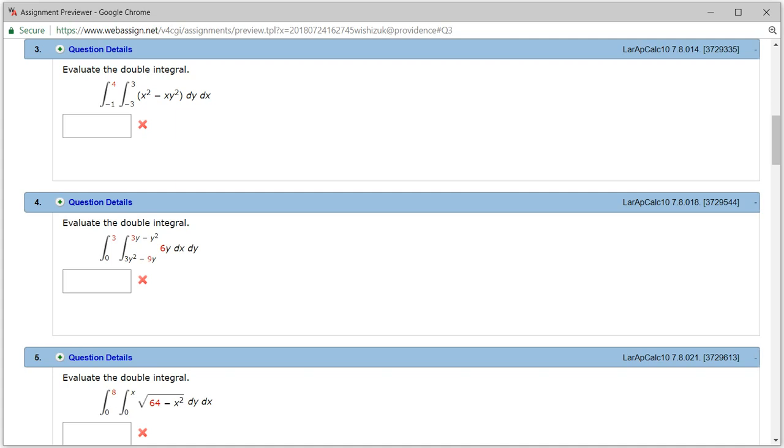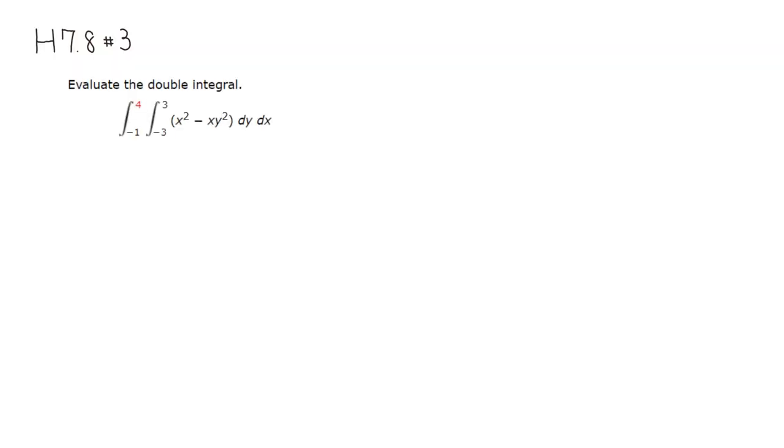All right, let's look at homework 7.8, problem number 3. Let's evaluate this double integral here. Let's work on the inside integral first, so this is what we're going to work on first.